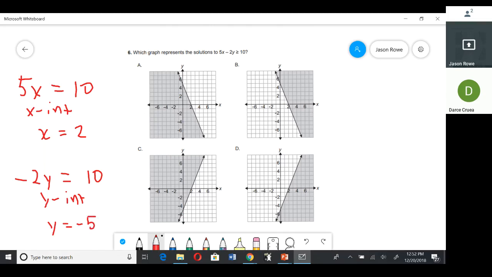So we want to look first for a graph that has 2 for the x-intercept and negative 5 for the y-intercept. Well, C and D are the only ones that have negative y-intercepts. Yeah, so that's what I was about to say. I was going to cancel out A and B because they've got positive y-intercepts. Yep. They both have a positive slope. We don't have our slope anyway, though. And they're both solid lines. So we just have to check our (0, 0) point.